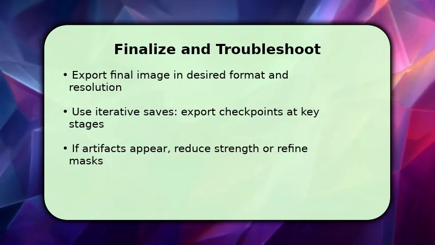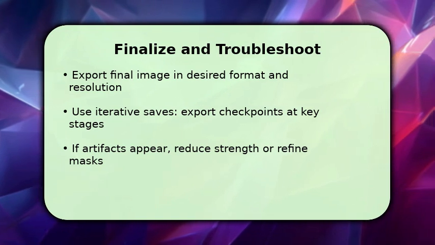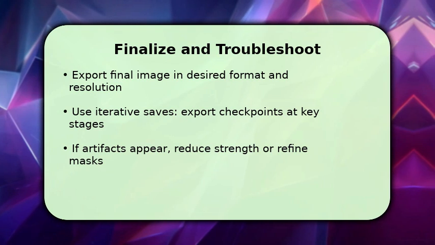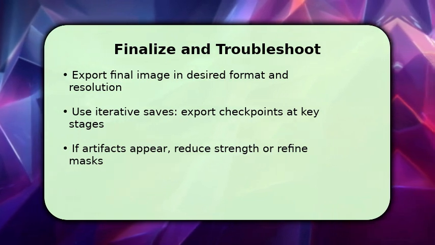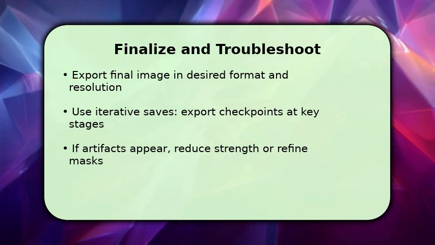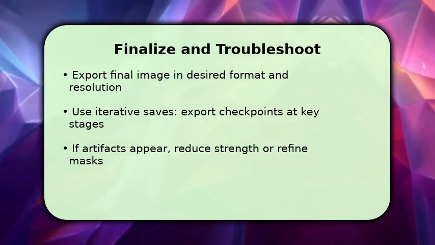Finish by exporting at the correct resolution and file format. Choose PNG for transparency or JPG for smaller size. Save iterative checkpoints so you can revert if a later change degrades the image. Once done, run final adjustments on sharpness and noise reduction inside Playground or an external editor.